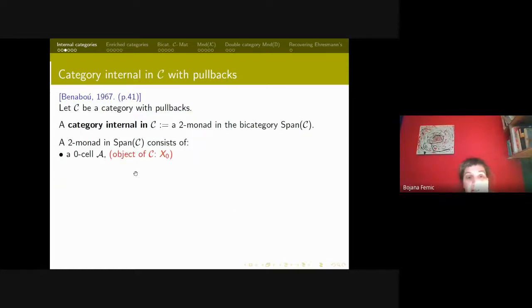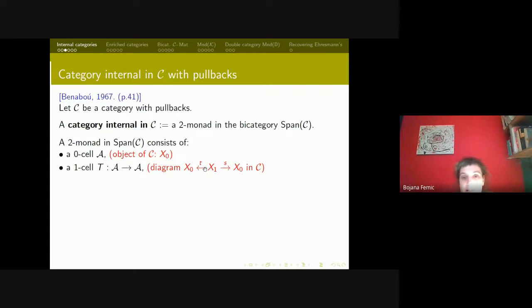So now let us apply this monad in this bicategory of spans. So we go step by step. A 0-cell A. So 0-cells in the bicategory of spans were objects in C. So take one object in C and let us denote it by x0. Then we need a 1-cell T from A to A. So 1-cells in the bicategory of spans are these spans or diagrams where we fix this object x0, we put it in both extremes.